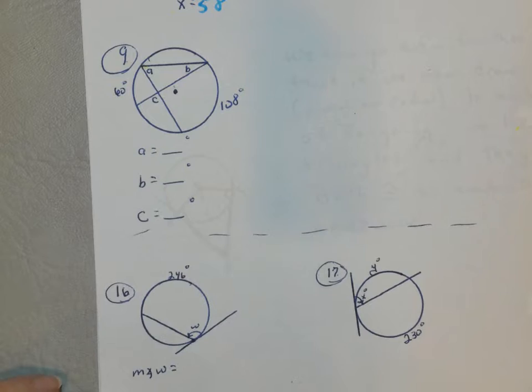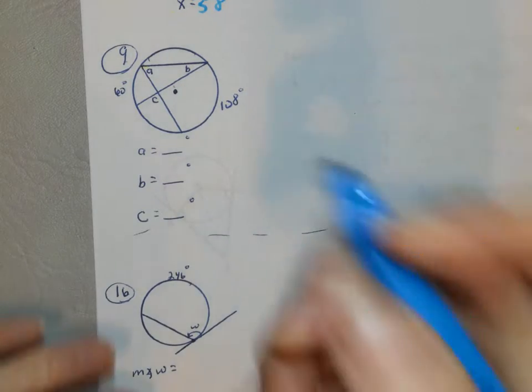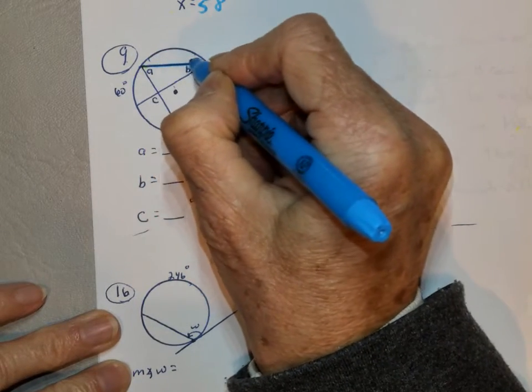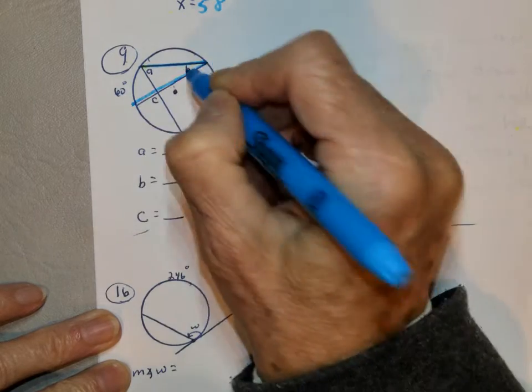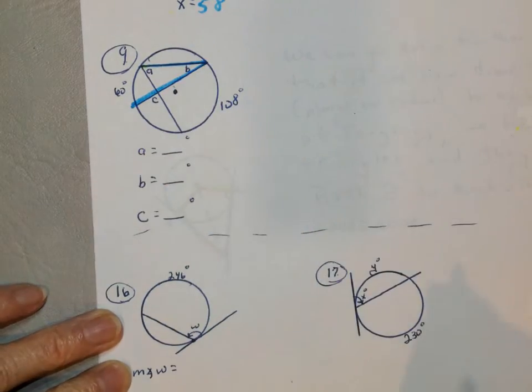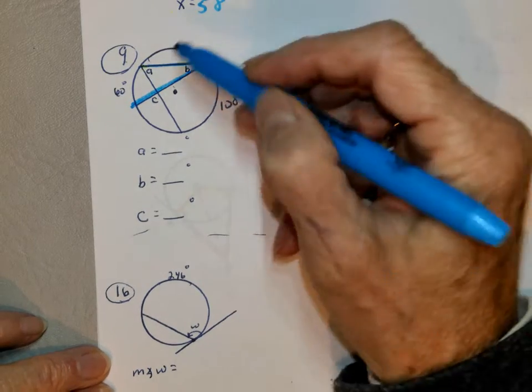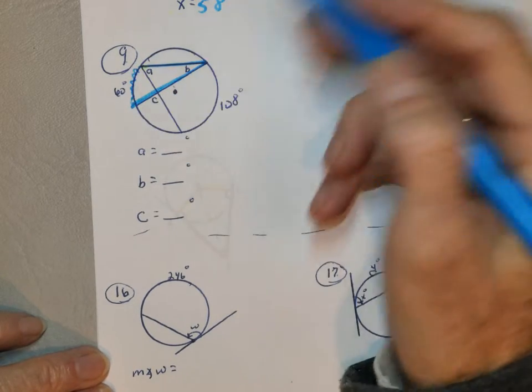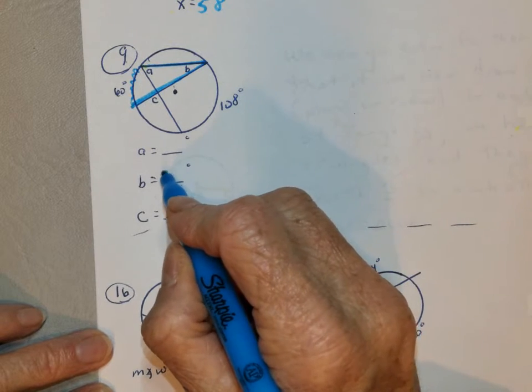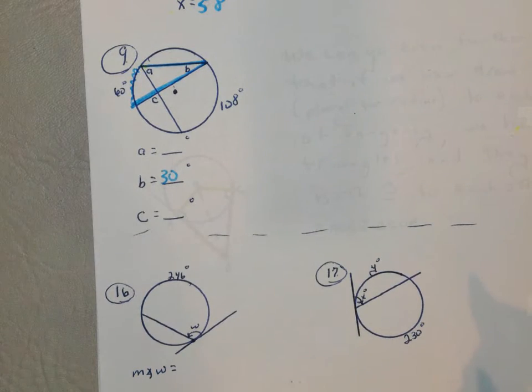Well, let's take a look at the arcs that we have. Here is the arc that intersects 60 degrees, and that is angle B. Angle B creates our 60-degree arc. Everybody see that? So angle B is going to be 30 degrees. So let's write that down. Angle B is 30 degrees.